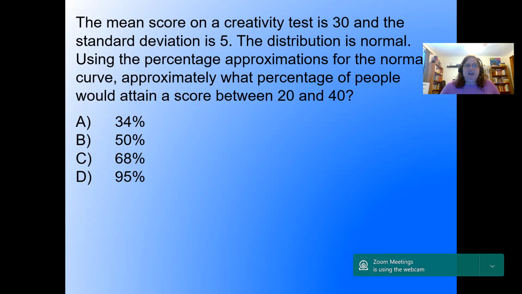Okay, so had this said 25 to 35, we would have been answer C. Had it said from 30 to 35, it would have been answer A. Had it said anything 30 and above, it would have been answer B. Okay. The correct answer was D, 95%.